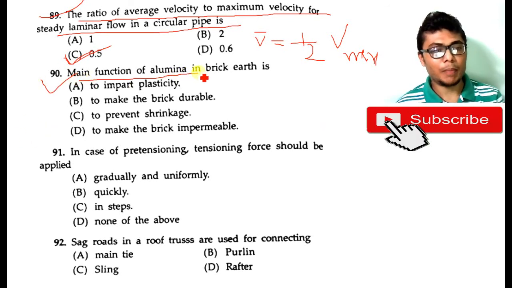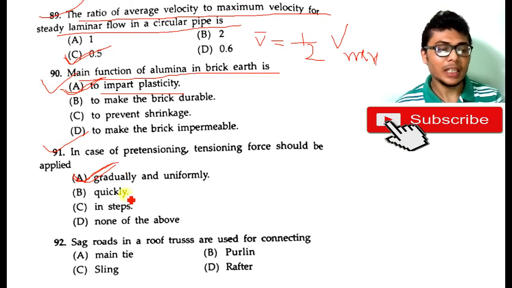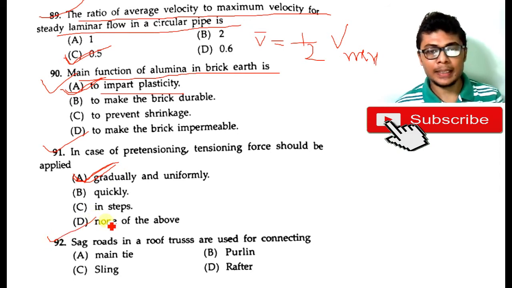The main function of alumina in brick earth is? So the main function of alumina is to impart plasticity. Therefore my correct answer will be A. Clear? Next question number 91. In case of pre-tensioning, the tensioning force should be applied gradually and uniformly. This question is from RCC design, and obviously it is from prestressed concrete. Clear? My next question number 92.